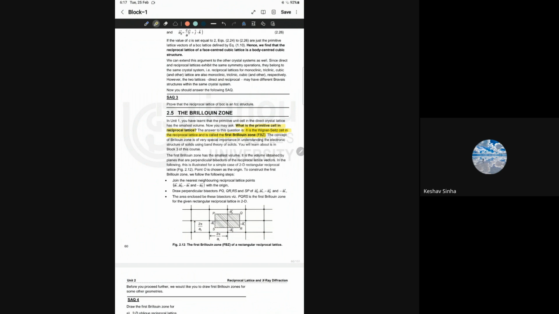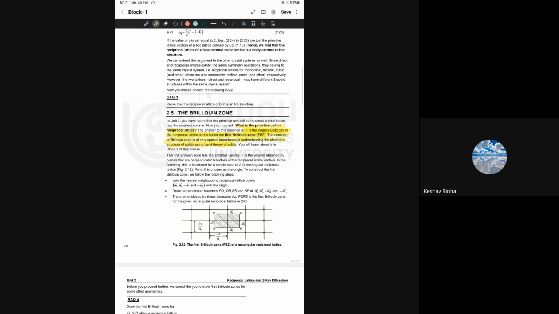The concept of the Brillouin zone is of very special importance in understanding the electronic structure of solids and band theory. So when we discuss band theory, this first Brillouin zone is very important. The concept is that the dynamics of an electron in the first Brillouin zone will be almost similar in other Brillouin zones.